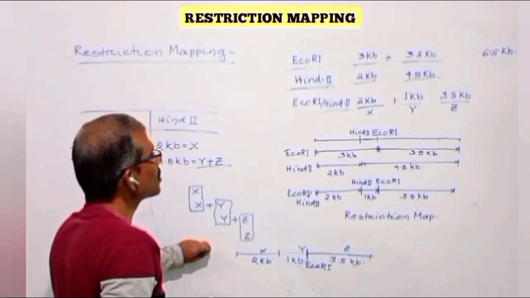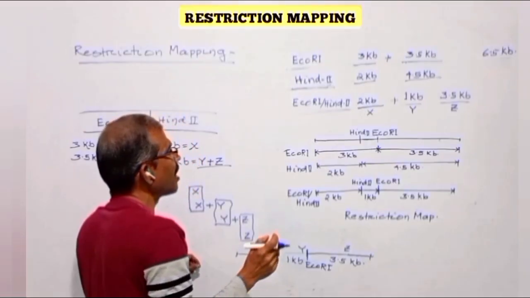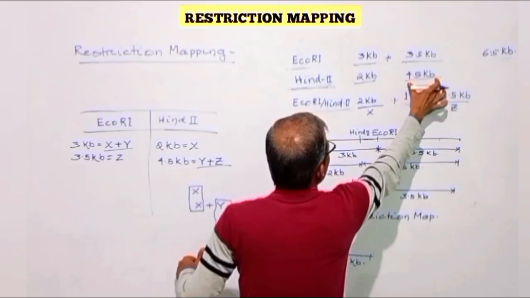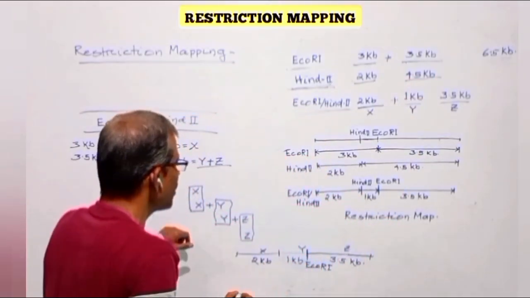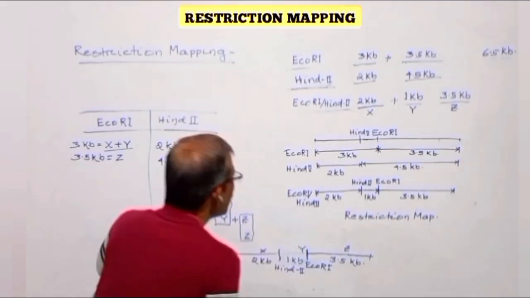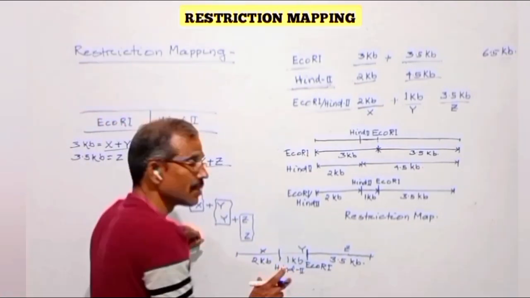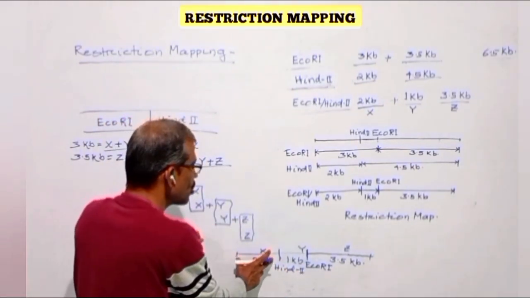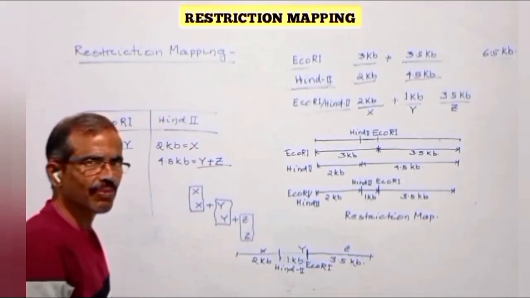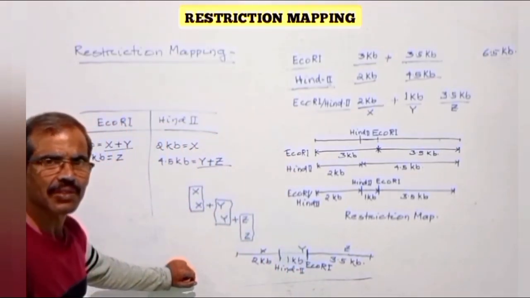Now let us find the second restriction site where HinII cleaves the DNA strand. From HinII digestion, one fragment is 2 kb and the other fragment is 4.5 kb. So this is the restriction site for HinII. When the DNA is cut by both enzymes in double digestion, three fragments are obtained. One is 2 kb, the middle fragment is 1 kb and the last one is 3.5 kb. And this is the restriction map for the DNA strand.